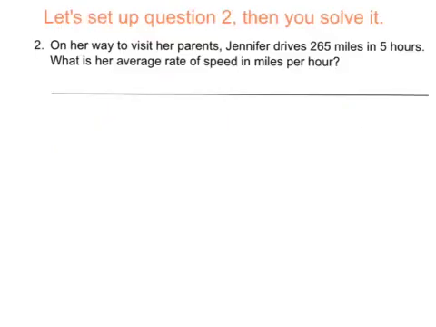Let's set up question 2 together, and then you on your own later can solve it. Question number 2 says, on her way to visit her parents, Jennifer drives 265 miles in 5 hours. What is her average rate of speed in miles per hour? The first thing we want to do is look, what is the question asking for? This question is asking for miles per hour. Anytime it says per, that means 1. I am looking for 1 hour.